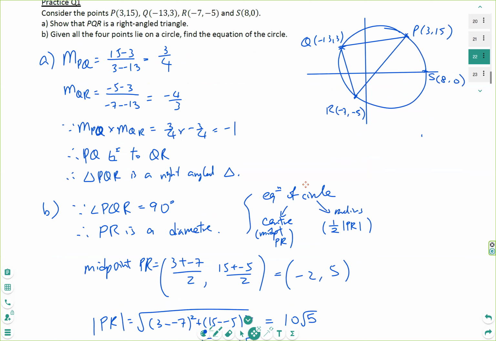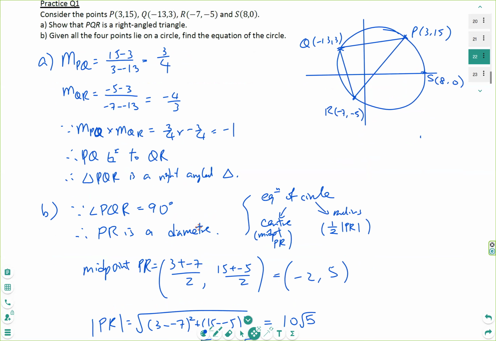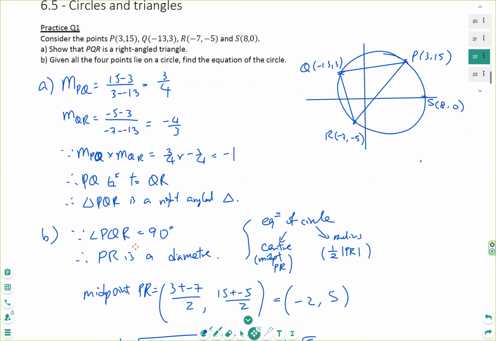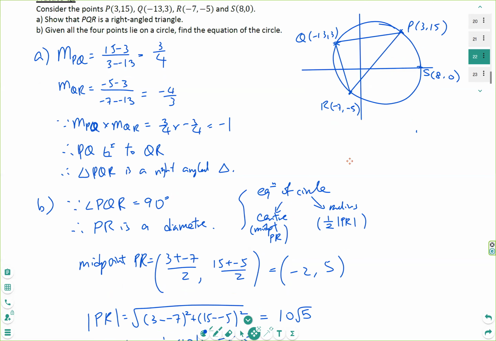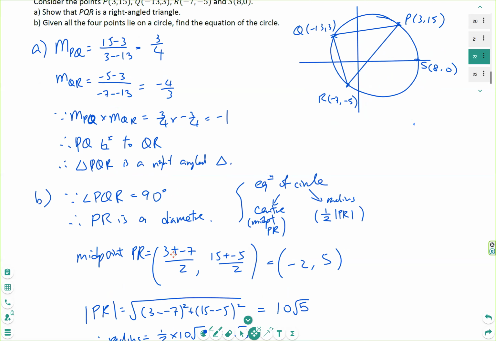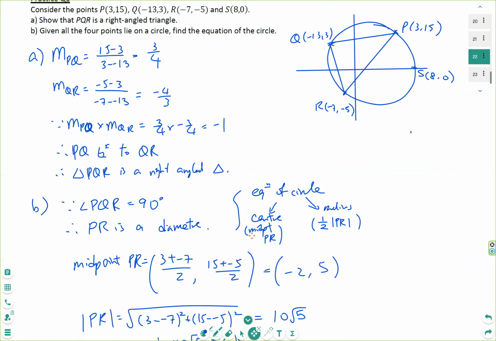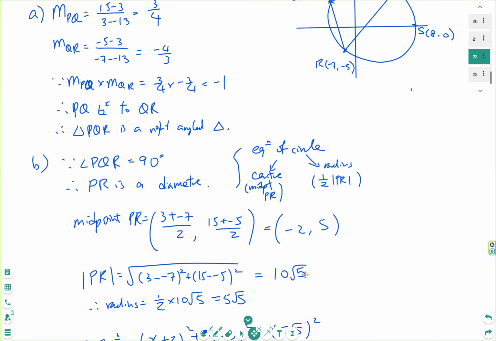Find the equation of the circle. Here, we know PQR is a right angle. Therefore, PR is a diameter. If it's a diameter, then it's useful, because to find the equation of the circle, we need a center and a radius. The center is the midpoint of PR and the radius is half of the length of PR. To find the midpoint of PR, add up the x coordinates, half it, add up the y coordinates, half it. To find the distance of PR, use the distance formula, and you get 10 root 5. Don't forget to half it to find the radius, 5 root 5.